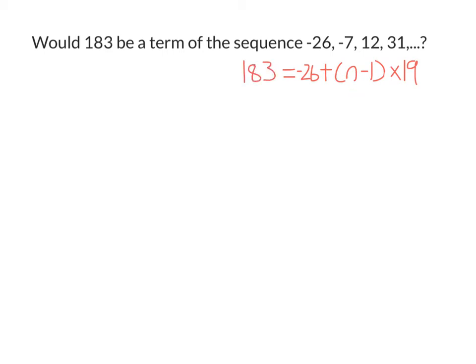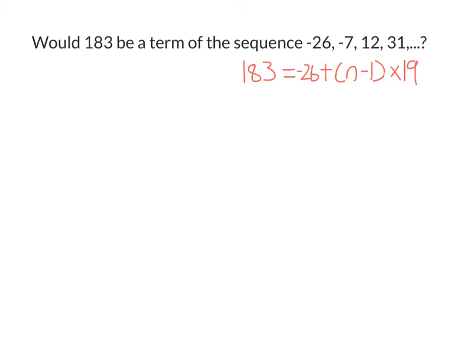Remember, n always has to be a whole number. You can have a first, second, third, fourth term. You can't have the 4.2 fifth term or the 6.5 term. It doesn't make sense. So 183 will be a term of this sequence if and only if I get a whole number answer for n. So let's try and solve this equation.